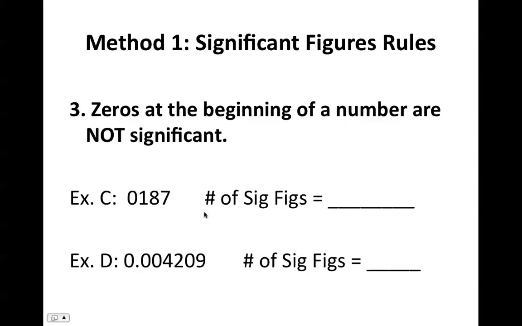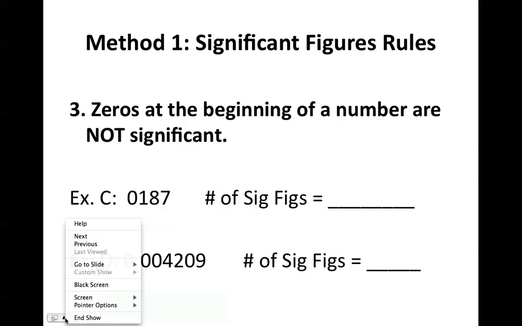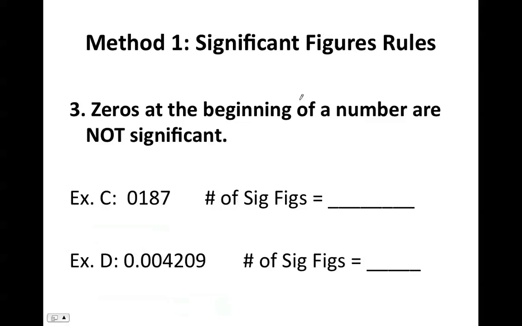In rule number 3, we know that zeros at the beginning of a number are not significant, and this one's kind of tricky usually for students. When we talk about the beginning of a number, we're talking about the first 1 through 9 number. So let me just point this out. In example C, we have 187. Now it seems silly to put the 0 here for 187. The 0 being here is going to be insignificant, so I only have 3 sig figs.